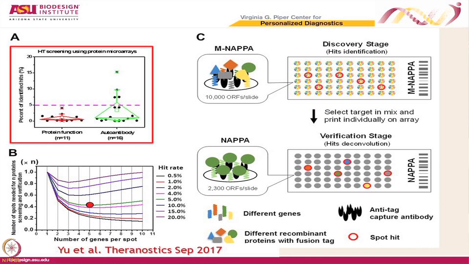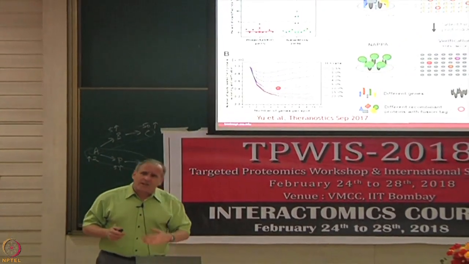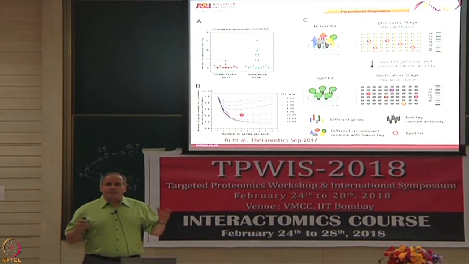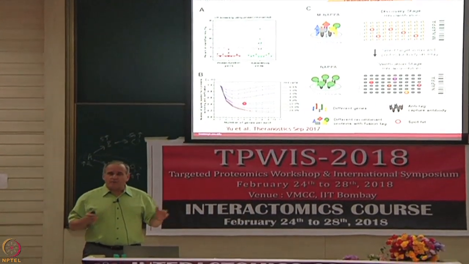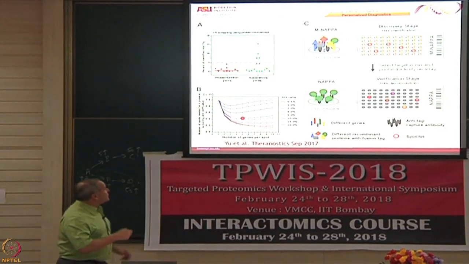We looked at the frequency of hit rates for different types of studies that were published in the literature. So the first question we asked was, on average, if you're doing a protein interaction study, if you're doing an autoantibody study, of all the targets that people study in their experiments, what fraction of proteins light up? And so that's what this is.